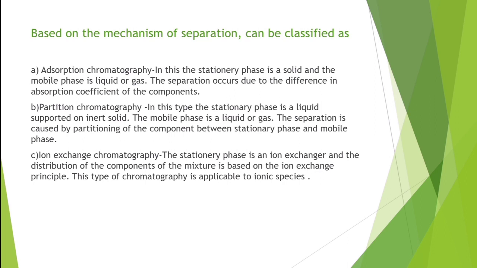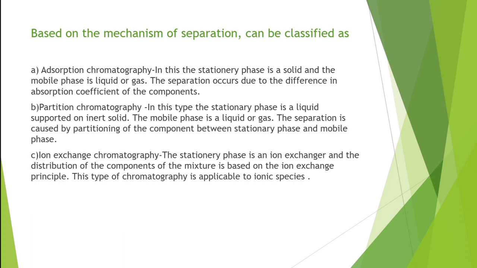Based on the mechanism of separation, chromatography can be classified as: A. Adsorption chromatography. Here the stationary phase is solid and the mobile phase is liquid or gas. The separation occurs due to the difference in adsorption coefficient of the components. Partition chromatography. In this type, the stationary phase is a liquid supported on inert solid. The mobile phase is a liquid or gas. The separation is caused by partitioning of the component between stationary phase and mobile phase.